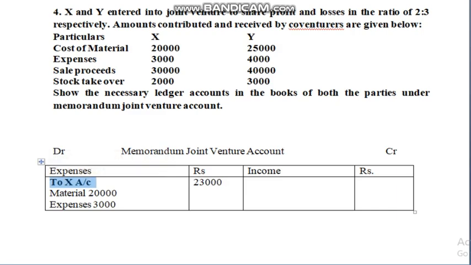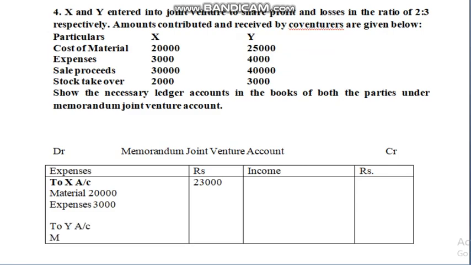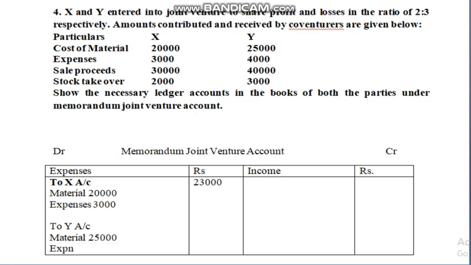This payment was made by Mr. X. And next, the 25,000 worth of material and the 4,000 worth of expenses paid by Mr. Y. So in Y account, under that, material rupees 25,000 and expenses rupees 4,000. So total 25,000 plus 4,000, 29,000. These expenses were paid by Mr. Y. So the cost of material and expenses were over.